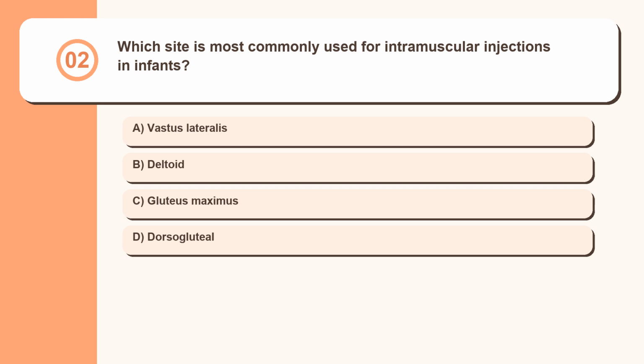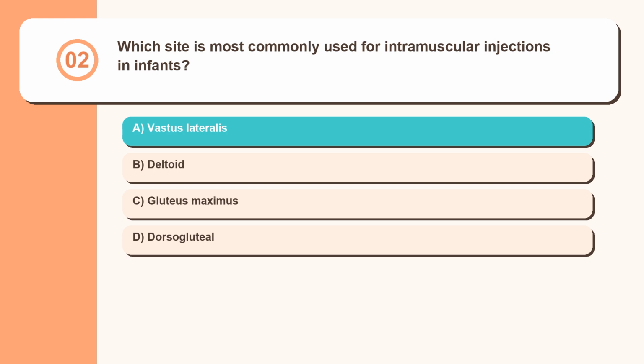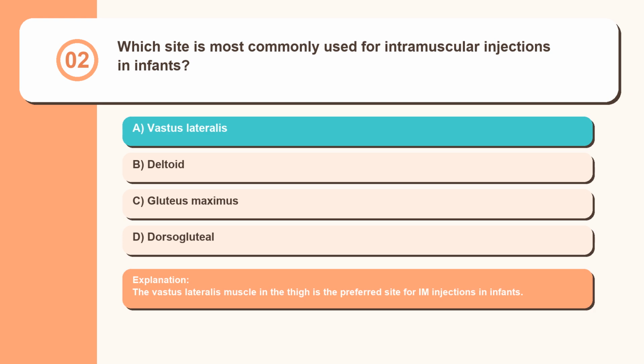Question 2. Which site is most commonly used for intramuscular injections in infants? Vastus lateralis, deltoid, gluteus maximus, dorsogluteal. The vastus lateralis muscle in the thigh is the preferred site for IM injections in infants.